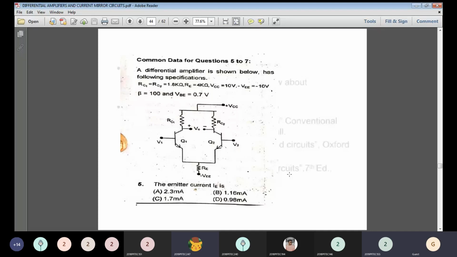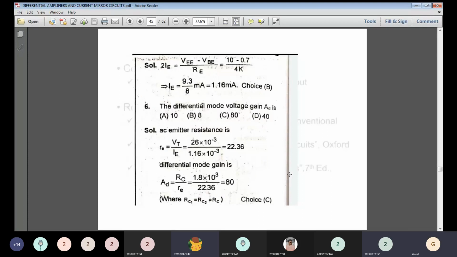They asked you to calculate the emitter current IE. From the derivation of the differential amplifier, we can easily understand that 2IE is equal to, by Ohm's law, V by R, that is VEE minus VB divided by RE. The value of VEE is 10, VB is 0.7 and RE is 4 kilo ohms. So the IE value is 9.3 milliamps divided by 8. So the answer is 1.16 milliamps.